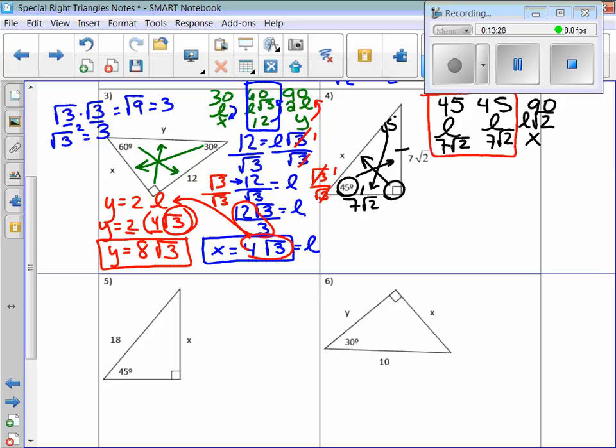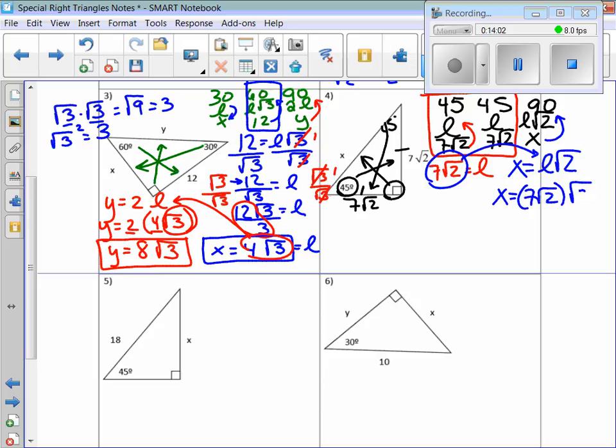So we know 7 times the square root of 2 is coming from L. 7 times the square root of 2 is equal to L. We have L by itself, so we can use that to help find X. So looking at X, we know X is coming from L times the square root of 2. So X equals L times the square root of 2. And we just substitute in. We have our L value, we plug it right in for L. X is equal to 7 times the square root of 2 times the square root of 2.